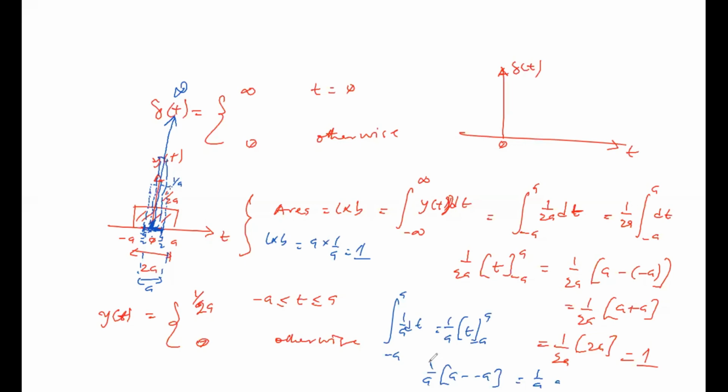Over 2, over 2, over 2, right? So that will be a plus a, right? It will be a over 2 plus a over 2, which is a, which is equal to 1. And we know that this unit impulse response is the input to an LTI system for which the output is h of t, which is the impulse response, okay?